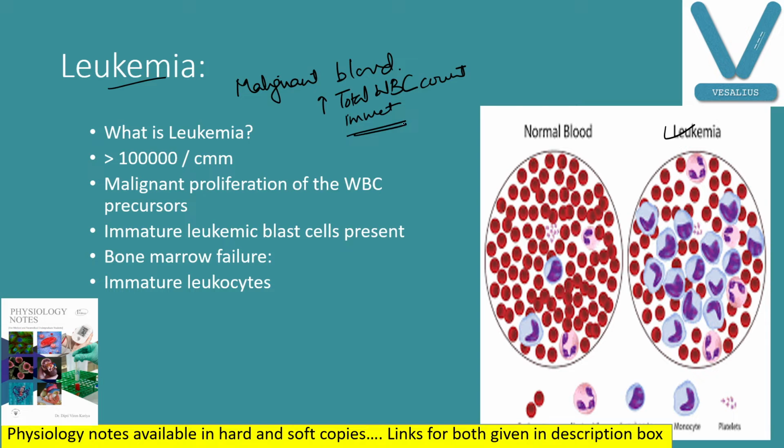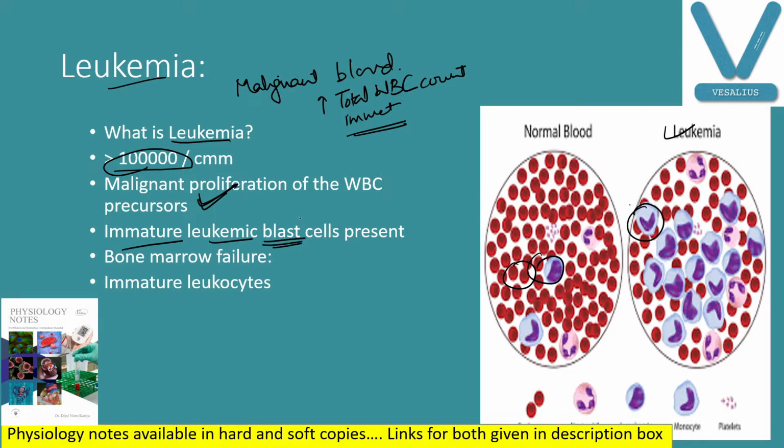WBCs. Why immature? Because there is malignant proliferation of either the myeloid or lymphoid series. The myeloid series produces granulocytes and the lymphoid series produces lymphocytes. So leukemia is malignant transformation of WBCs because of the change in the series. The WBCs produced are immature. You can see here the cells are immature, and these are mature cells. The count is most of the time more than 1 lakh per cubic millimeter. There is malignant proliferation of WBC precursors that results in immature leukemic blast cells being produced.